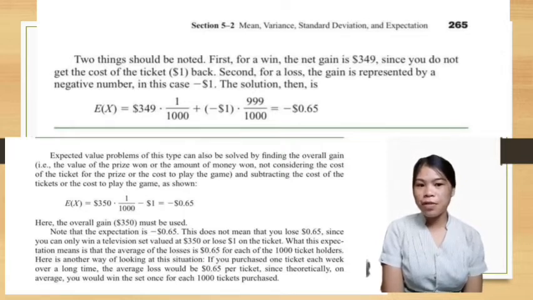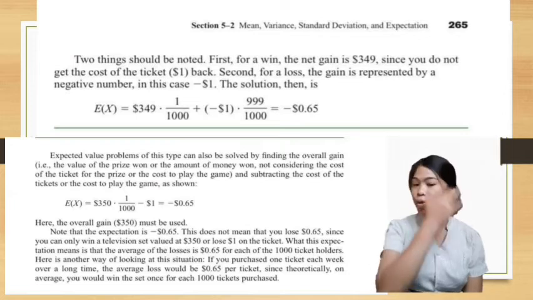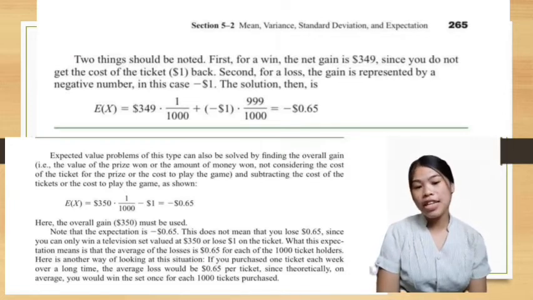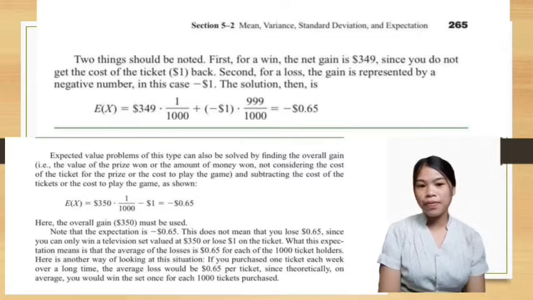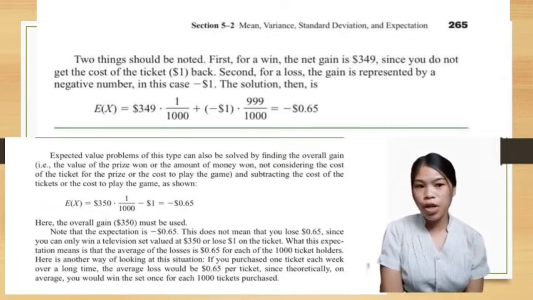Expected value problems of this type can also be solved by finding the overall gain. The value of the prize won or the amount of money won, not considering the cost of the ticket for the prize or the cost to play the game, as shown. So, pwede sad kani atong himuon nga formula in getting expected value. So, E of x is equals to overall gain, $350 times the probability 1 over 1,000, minus the cost of the ticket, which is $1. So that is also equals to negative $0.65.